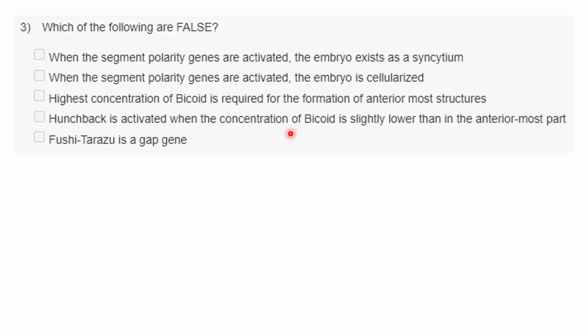Mind you that there might be more than one answer to this question, as you must have encountered in some quizzes from Professor Subramaniam himself. So 2 of the statements are regarding segment polarity genes, 2 other statements regarding bicoid, and the last statement is regarding Fushitarazu being a gap gene. Take your time, read through all these statements and let me know what you think is the correct answer.